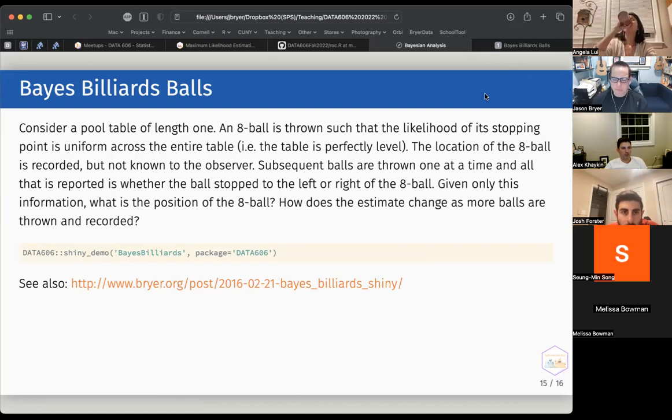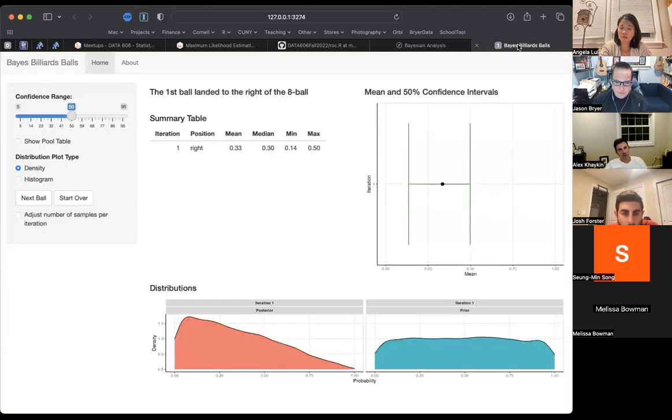I'm going to throw the black 8 ball, and I'm going to mark its location. And then I'm going to throw subsequent balls, and all I'm going to tell you is whether the ball landed to the left of the 8 ball or to the right of the 8 ball. And your goal is to tell me where the 8 ball is without seeing it. So I wrote a little Shiny app to do this because I thought this is such a cool little problem and quirky.